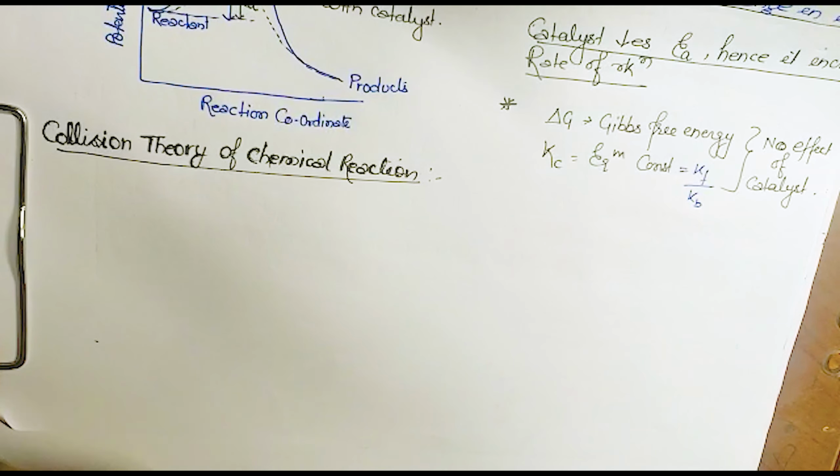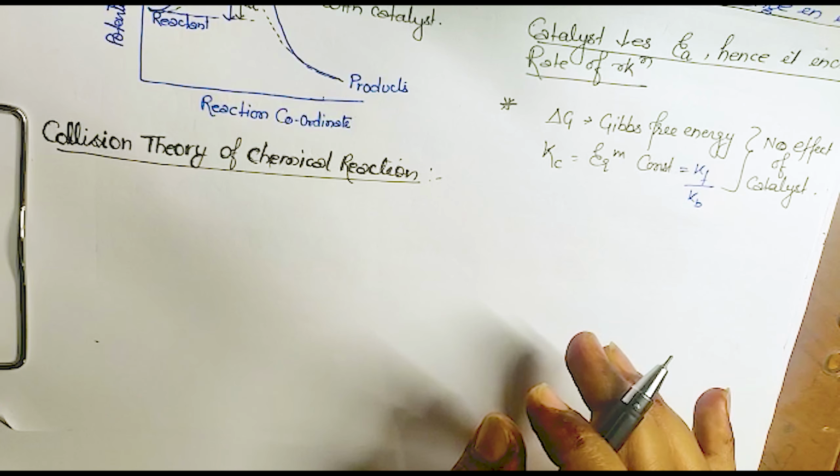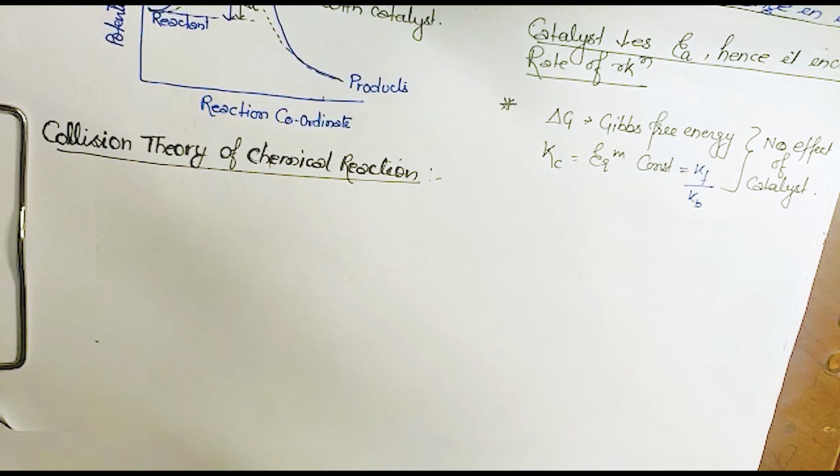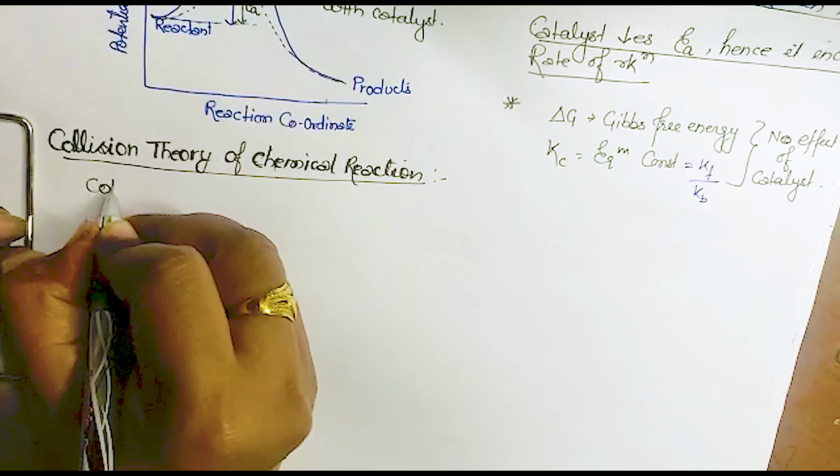So similarly here, it is said that it depends upon the effective collision. And what is this effective collision? It is the number of collisions per second per unit volume of the reaction which convert into the product. That is called effective collision, and it depends upon the collision frequency. So let me write the definition of the collision frequency first, and then I will discuss the next thing.